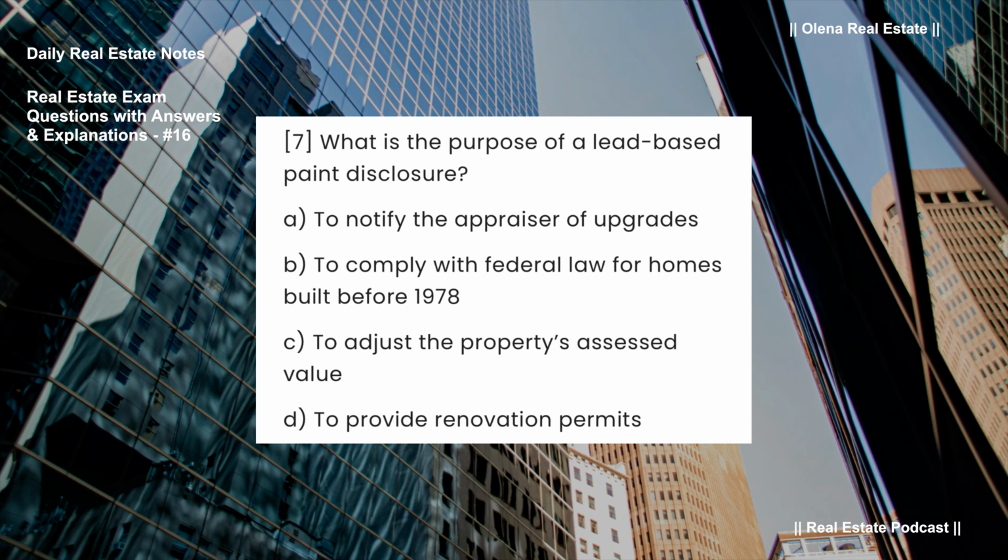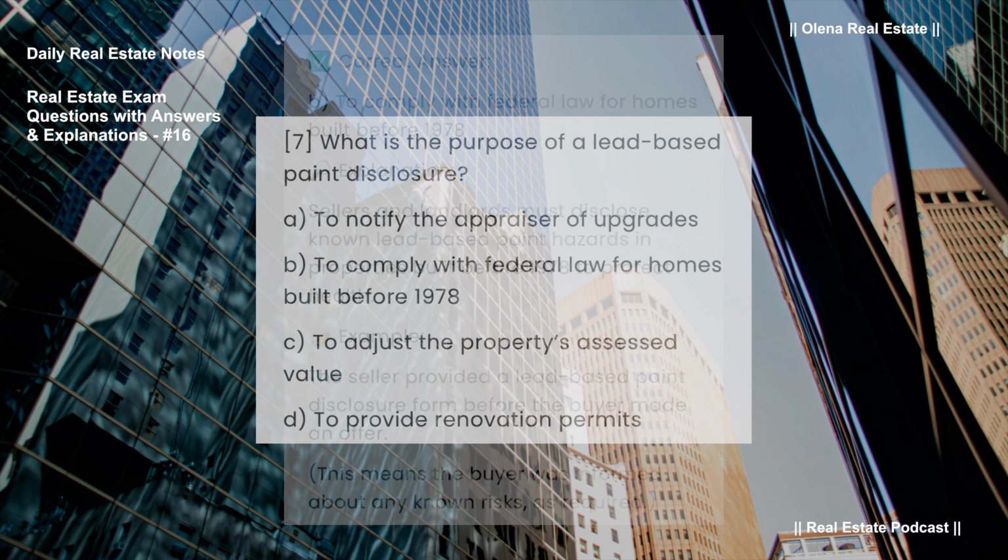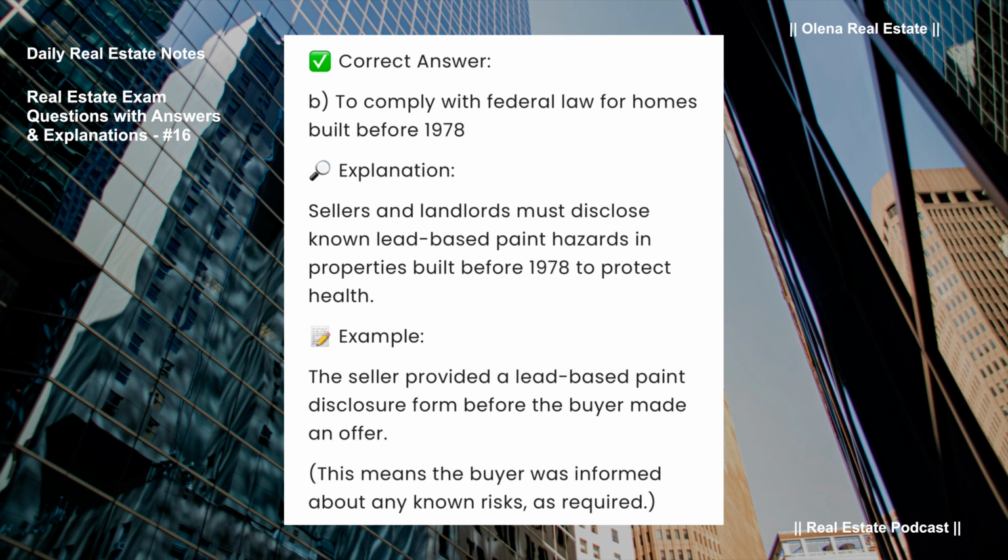What is the purpose of a lead-based paint disclosure? A. To notify the appraiser of upgrades. B. To comply with federal law for homes built before 1978. C. To adjust the property's assessed value. D. To provide renovation permits. Correct answer, B. To comply with federal law for homes built before 1978.